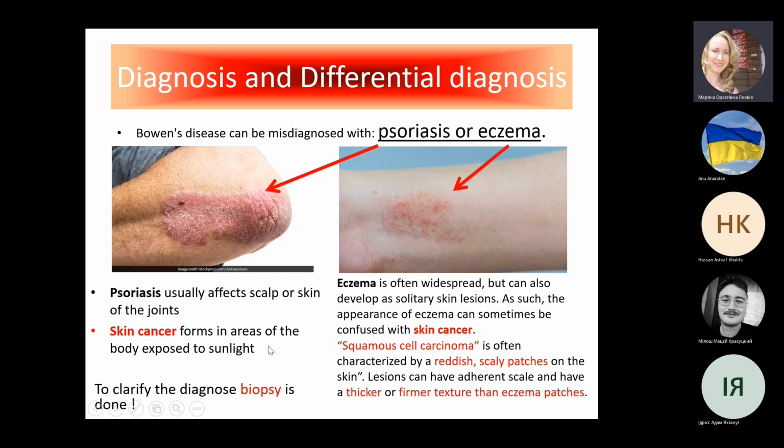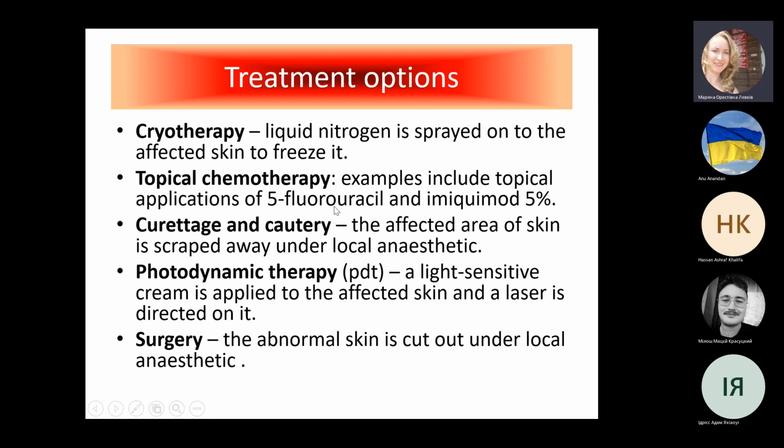Skin cancer forms in areas of the body exposed to sunlight. Squamous cell carcinoma is often characterized by reddish, scaly patches on the skin. Lesions can have adherent scale and have a thicker or firmer texture than eczema patches. So to clarify any diagnosis, biopsy is done. Treatment options of Bowen disease: cryotherapy, topical chemotherapy, curettage and cautery, photodynamic therapy, surgery. So these are the possible options of treatment.